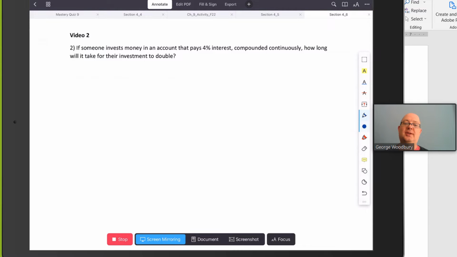We're going to work with the interest formula. If someone invests money in an account that pays 4% interest compounded continuously, how long will it take for their investment to double?